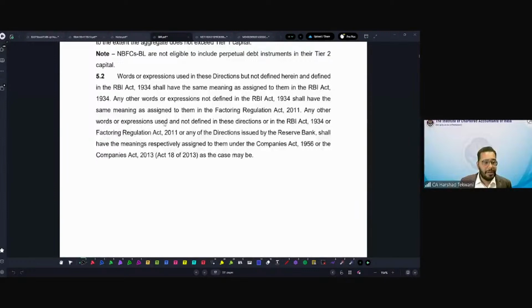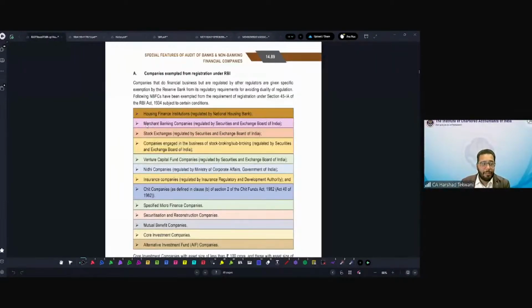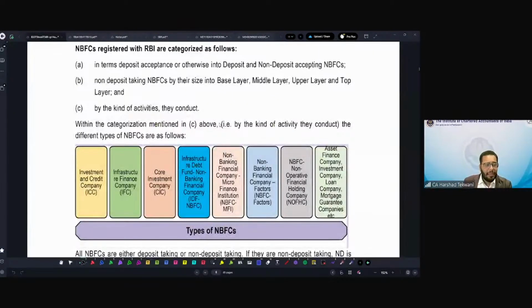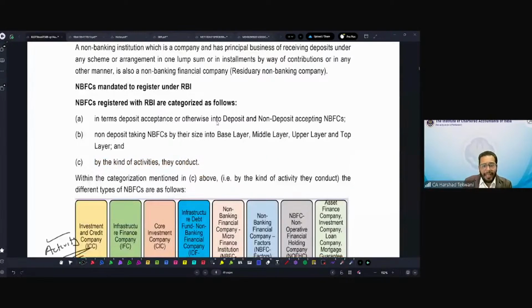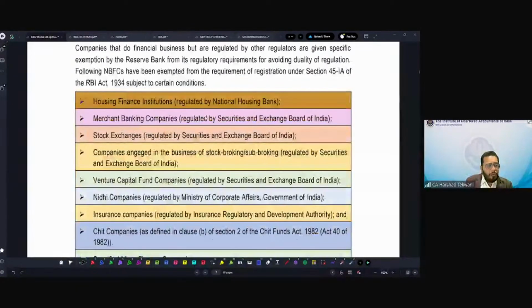I'll also refer to the study material. I'll open it for your reference. Then we understood this is the categorization of NBFC. NBFCs are categorized on the basis of activity, and on the basis of scale, the scale based categorization. There are certain NBFCs which are exempt from registration, because a separate regulation is applicable to them.